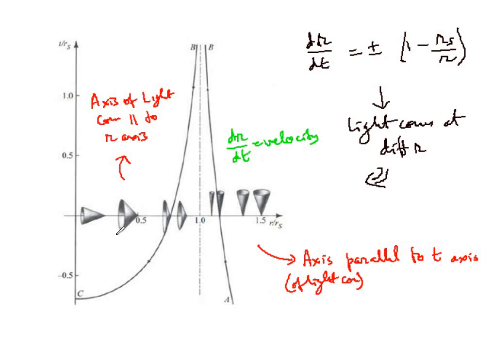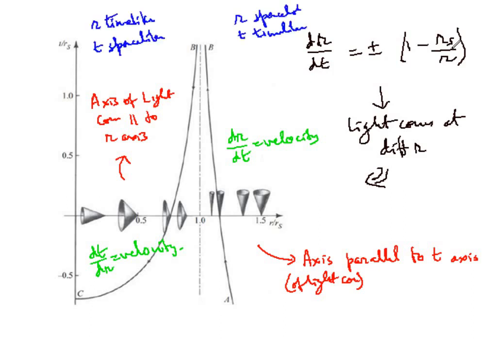Right? Whereas in this region it is basically dt/dr, which is the velocity. So this is what I have just told you. I have also told you that in this exterior region r is space-like and t is time-like, whereas in this interior region r is time-like and t is space-like.